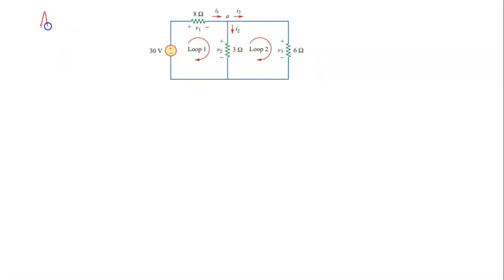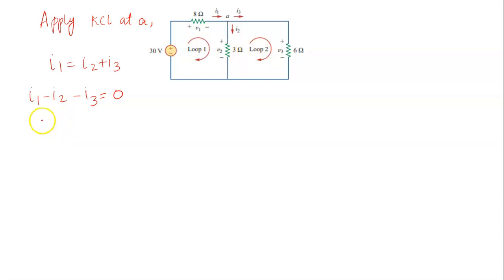When we apply KCL at node A, we know current entering is equal to the sum of current leaving. So I1 is equal to I2 plus I3. This can be written as I1 minus I2 minus I3 is equal to 0. Now, we are going to apply KVL in loop 1 and in loop 2 to find the current values.